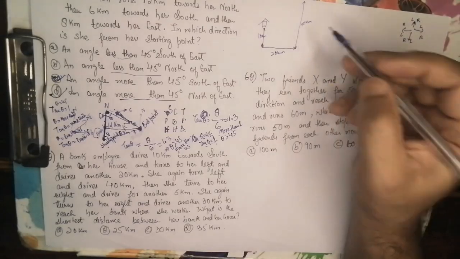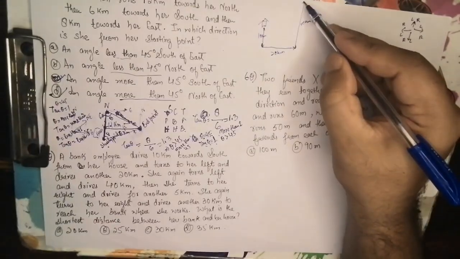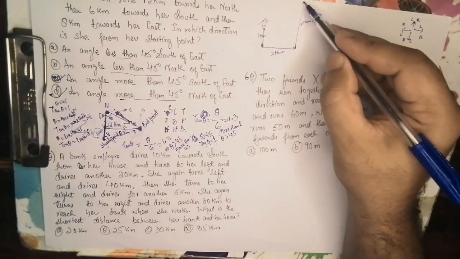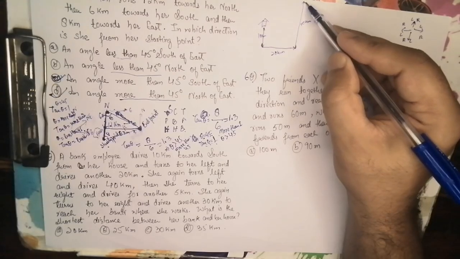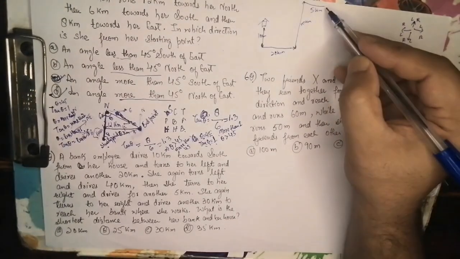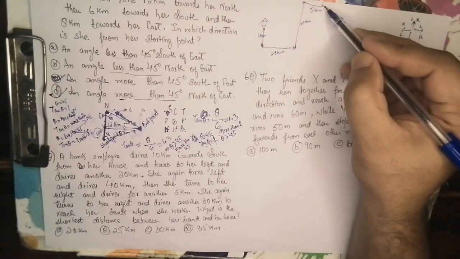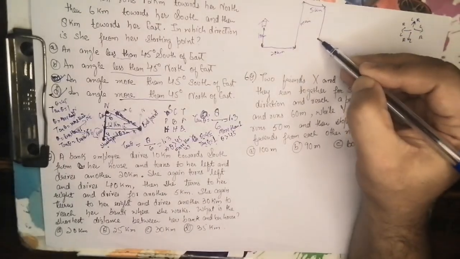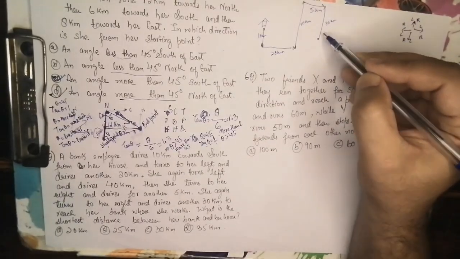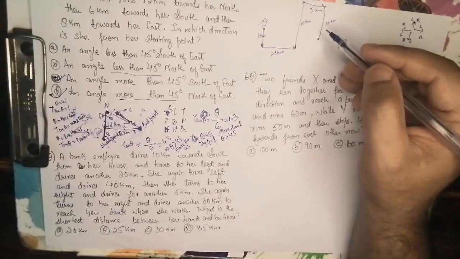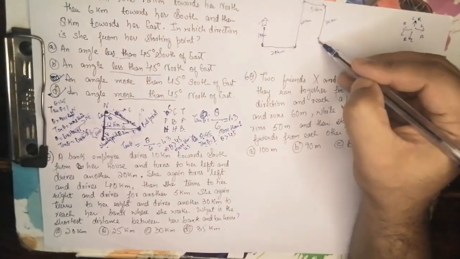Then she turns her right. What is right? This. She turns her right and drives another 5 kilometers. So 5 kilometers are these. And she again turns right. Now she again turns right. How much? She again turns right and drives 30 kilometers. So now 30 kilometers to her bank, and she reaches the bank.